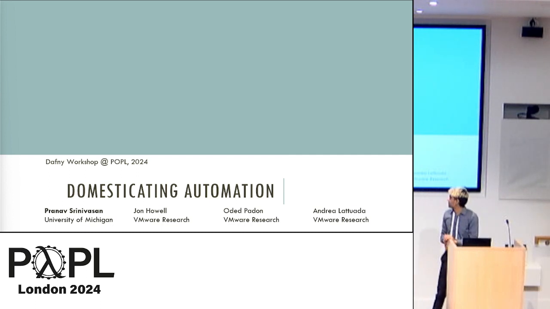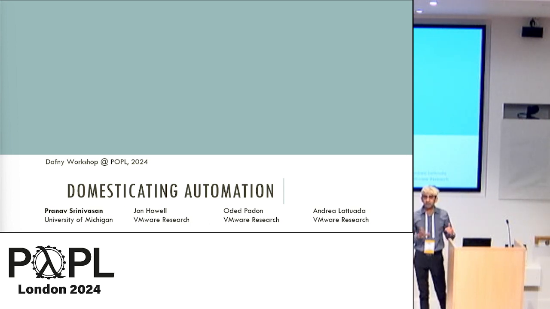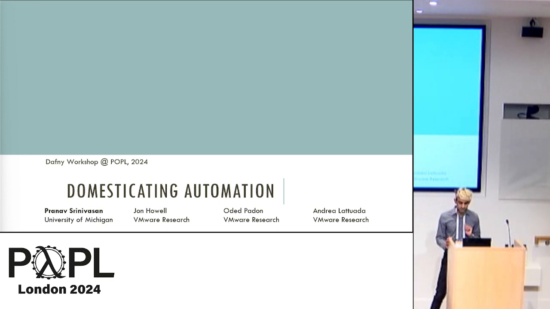My name is Pranav. I'm a PhD student at the University of Michigan. And today I'm going to give yet another talk about automation at scale. I'm going to talk a little bit more about how modules might offer a potential lens for us to better understand and manage automation when it runs awry. This is joint work with John, Oded, and Andrea at VMware Research.